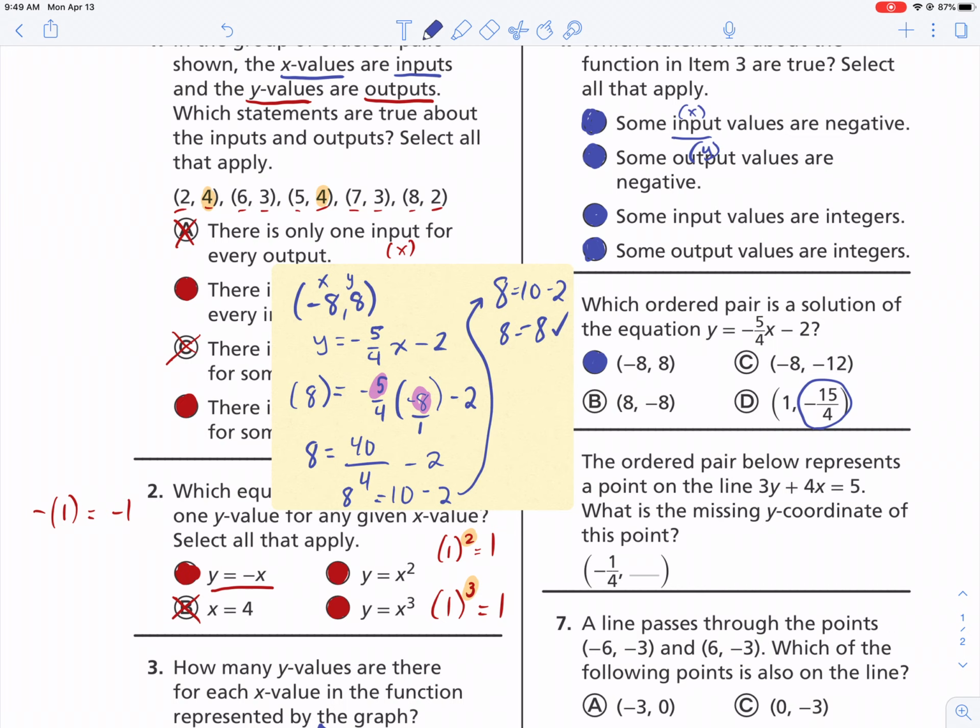If we were to plug in B and switch the negative to the y value, this one wouldn't work. If you want to try another value just to practice, to see that it doesn't work, you could try C as well, and then D also does not work.